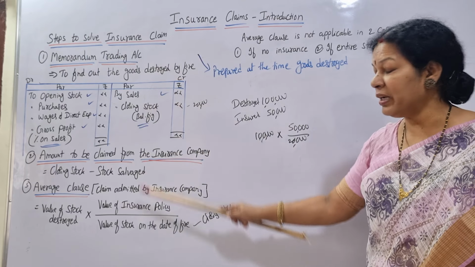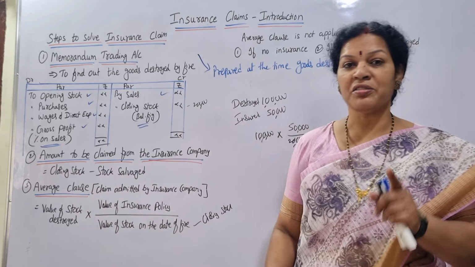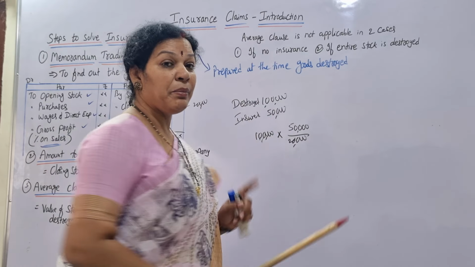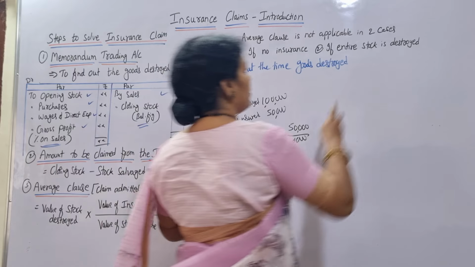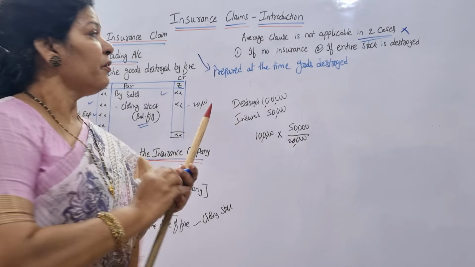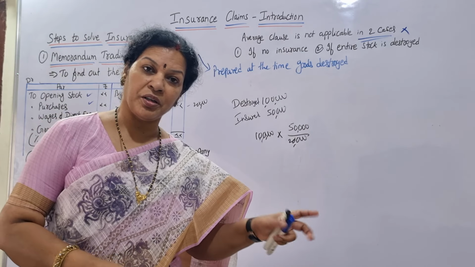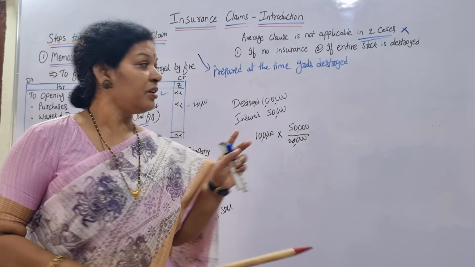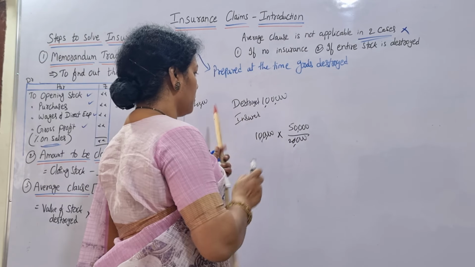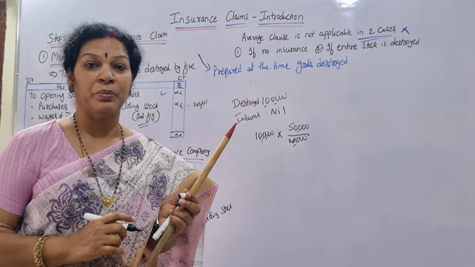These are the main three steps. Now here one more important thing you have to remember. Average clause is not applicable in two cases. What are those two cases? First case is if no insurance, insurance is not at all there. Goods destroyed 1 lakh, insurance is 0, insurance is nil. Then it's not applicable.